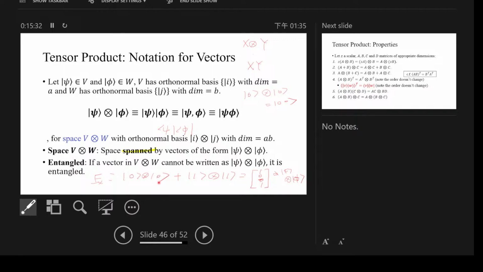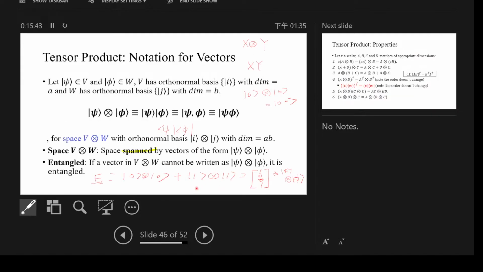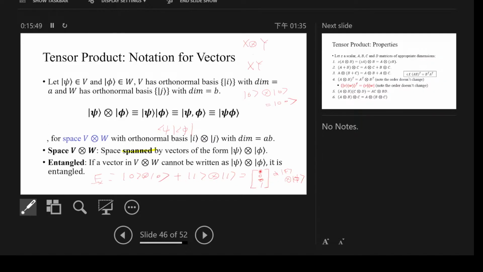And then you can write down the matrix form or vector form of this vector. So 0 tensor 0, as we see, is 1 0 0 0, and 1 tensor 1, it's easy to calculate, is 0 0 0 1. Okay. And so 1 0 0 0 plus 0 0 0 1, you get 1 0 0 1. And then you can just try to do the calculation. Assume you have any two-dimensional vector psi and any two-dimensional vector phi. When you tensor them together, there will never be this 1 0 0 1 vector. Okay? And when this happens, we say the vector is entangled.